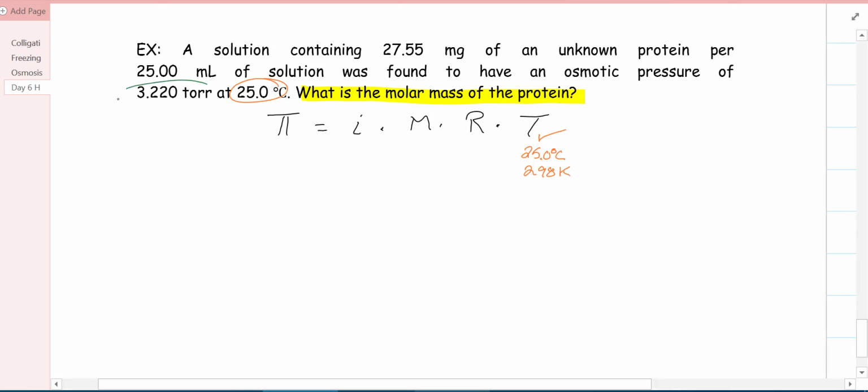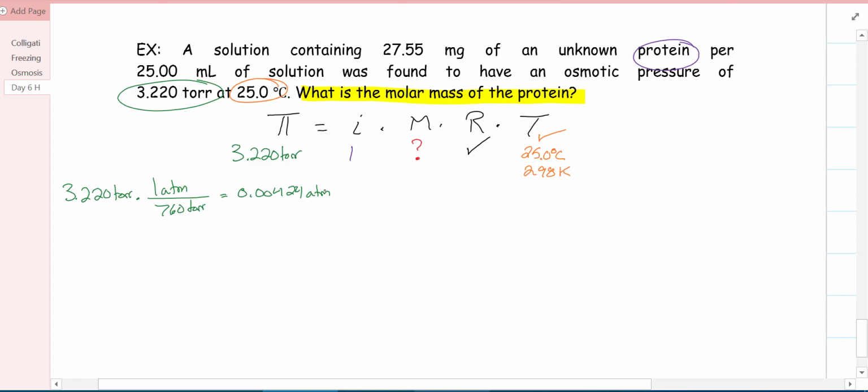All right, pressure here, 3.220 torr. Protein, i is 1. R, of course, is R. We always have R. So we're kind of looking for the molarity here, aren't we? All right. So units, of course, 298 is good. R is going to be good. M, we're going to get M. Pi, the pressure. Can I use torr? I don't think so. What do I have to do here? Well, we have to take our 3.220 torr, and we know that 1 atmosphere is 760 torr. So that becomes 0.00424 atmosphere.